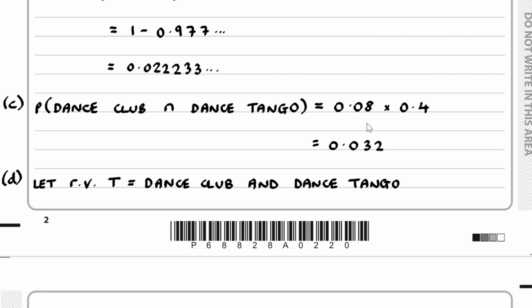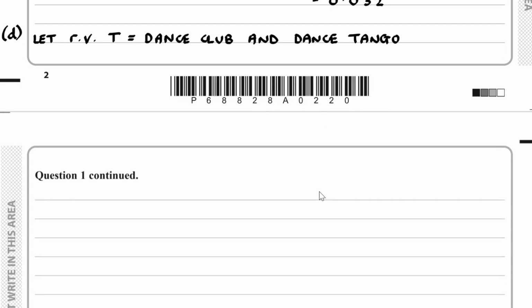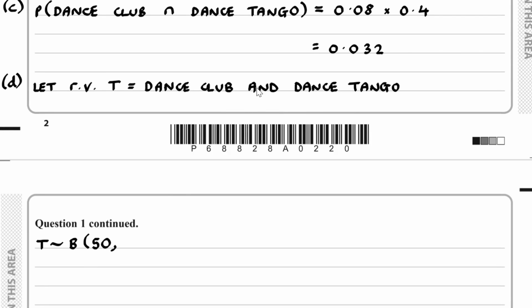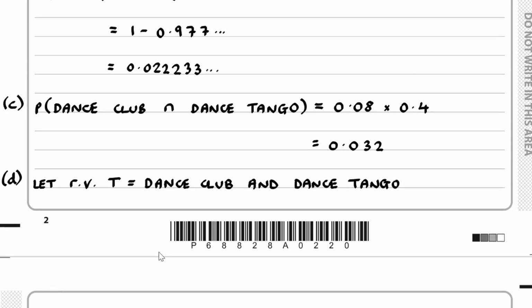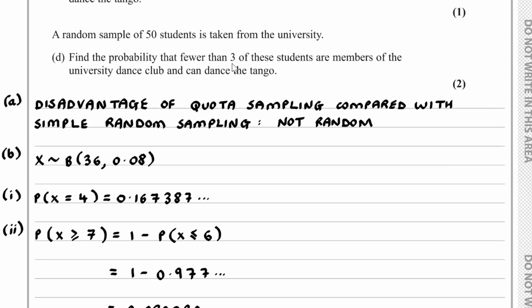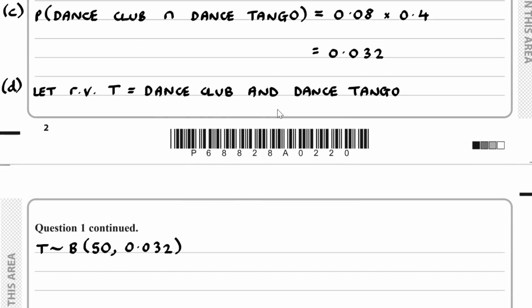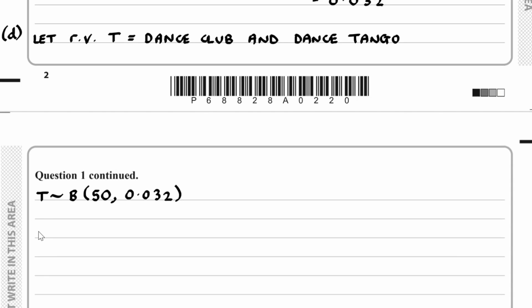So, letting the random variable T equal those who are in the dance club and can dance the tango, T will be binomially distributed with parameters 50. We've got a sample of 50, and the probability that we are in the dance club and can dance the tango, we worked out to be 0.032. What we are looking for in this question is the probability that fewer than 3 of these students are members of the university dance club and can dance the tango. So we are looking for the probability that T is less than 3.